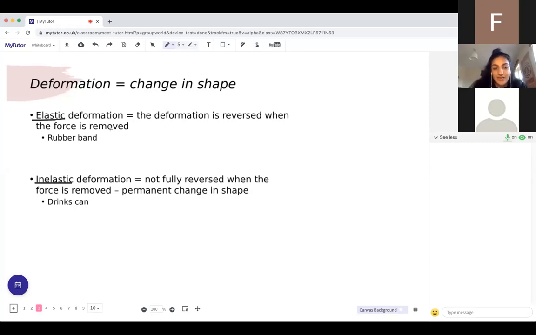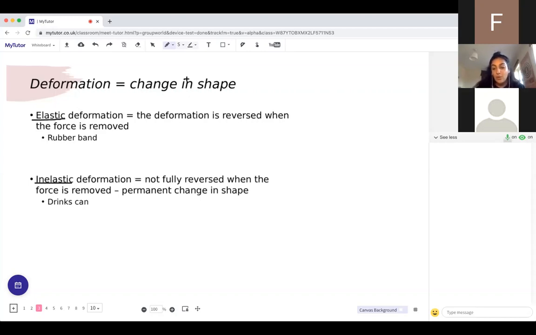Elastic deformation is deformation that can be reversed when we remove the force. If we take an elastic band and stretch it, it goes back to the same shape that it was in at the beginning. That is called elastic deformation. If you have a hair tie and you stretch it out, it goes back to its original shape. That's elastic. However, some things are inelastic, which means the shape never goes back to what it originally was. It's a permanent change in shape. We can never reverse what we've done to it.